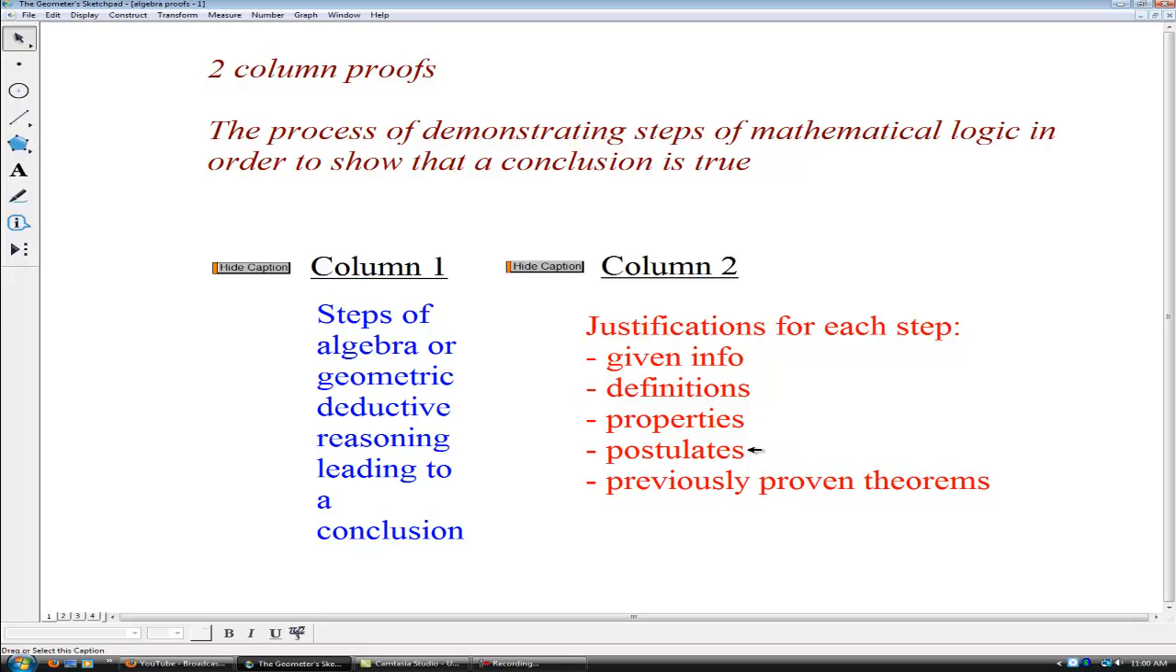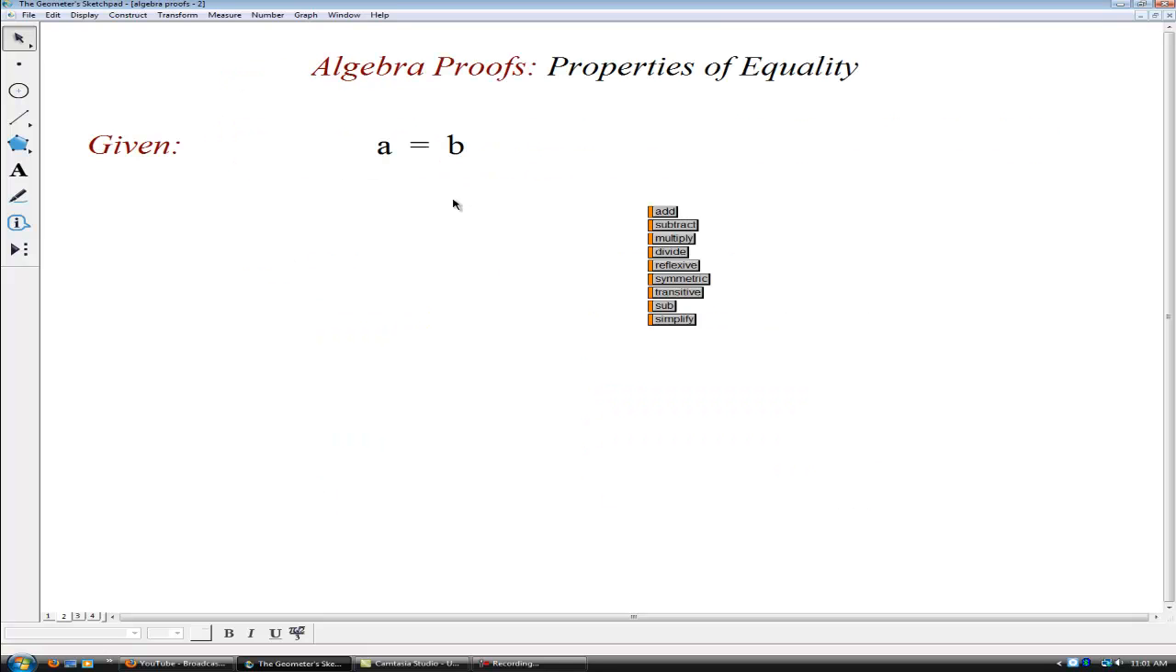Postulates, these are things we don't need to prove. We accept as true without proof. We have quite a few already. And once we get into proofs, we will be proving theorems. And once we do that, we then have more justifications we can use in this column.